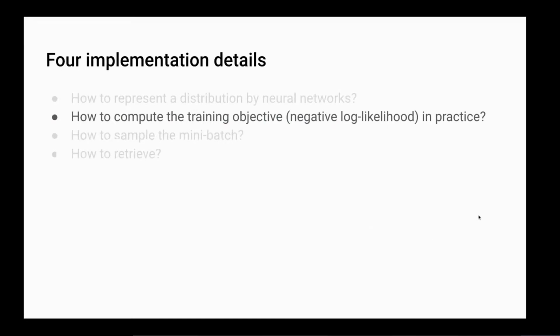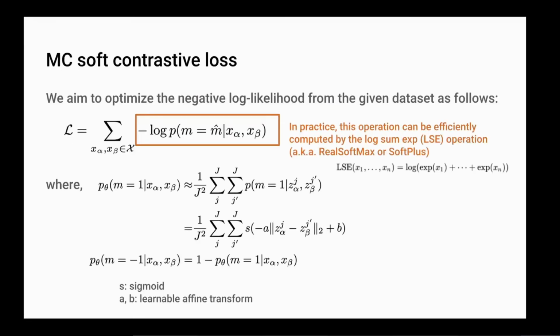Okay, and next is the training objective. We directly optimize the negative log likelihood of the matching probability. It means that for given instance pairs, this is an image and this is a caption, let's say, we compute the matching probability of the given pairs. And actually, this operation is defined by a sigmoid and a simple Euclidean distance.